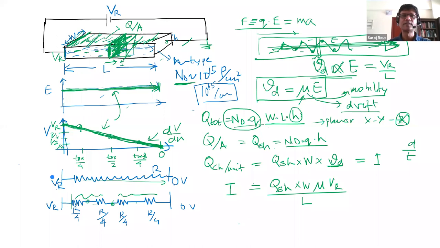Can you please repeat the current part? Which part? Like, how did I get the current to be this equation? Yes, the total current. Yeah, so the total current is... basically what I'm saying is, let me start a new one. So I have a block.